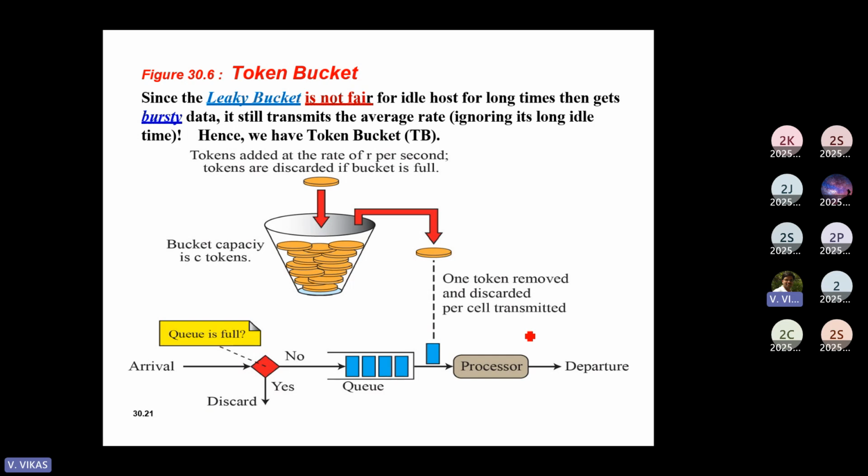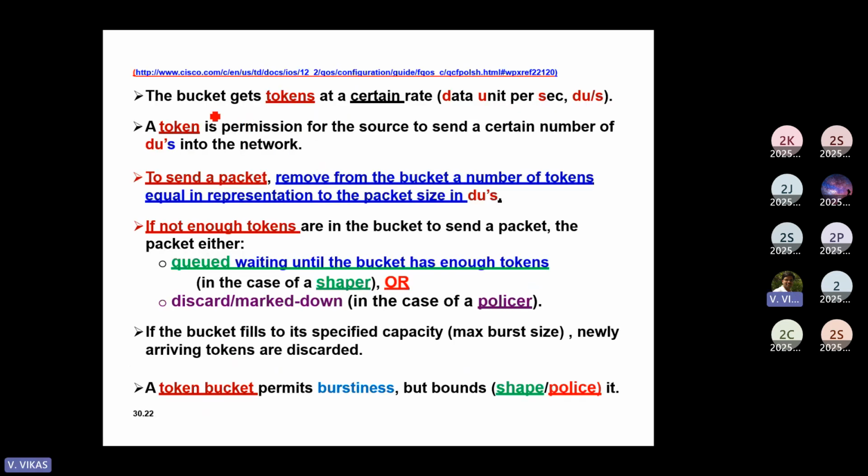Okay, so see here, whenever the queue is full we are discarding, whenever it has some space we are adding, and you are going to take one token from the bucket at a time. So in this case, tokens we are trying to add at rate r per second, let us say. Tokens are discarded if the bucket is full. One token we are trying to take at a time. So the bucket gets tokens at a certain rate. Whether you are free or you have some data, you are going to add, let us say, r tokens. 10 tokens you are adding for every 1 second.